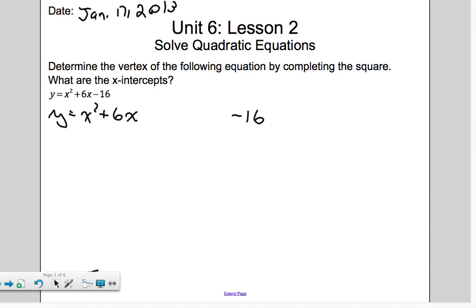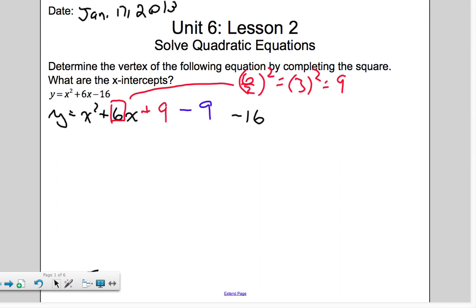Rob? You divide 6x by 2 and then you square it. Right, so we take this coefficient 6. We want 6 divided by 2, and we want to square it. So we get 3 squared, which is 9. Okay, so we want to add 9 to this, right? But at the same time, we can't just add 9, we have to subtract 9, so we keep our equation true.